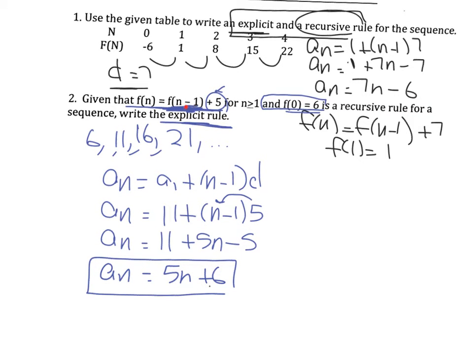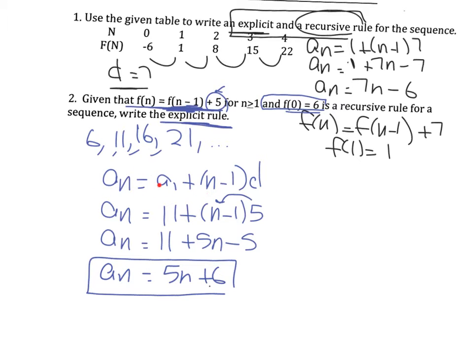It says the next term is the previous term plus 5. They told you where to start. The zero term is 6. And since they say that the next term is the previous term plus 5, they're adding 5. Add 5, add 5, add 5. Keeps on going. To write that out, there's the formula.